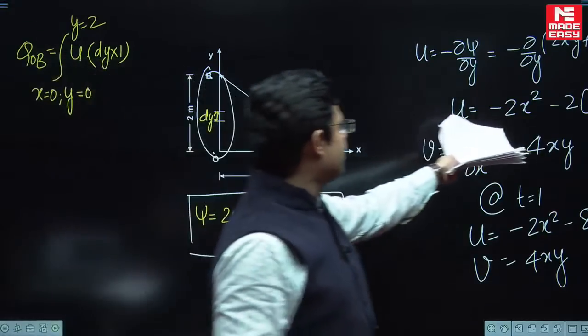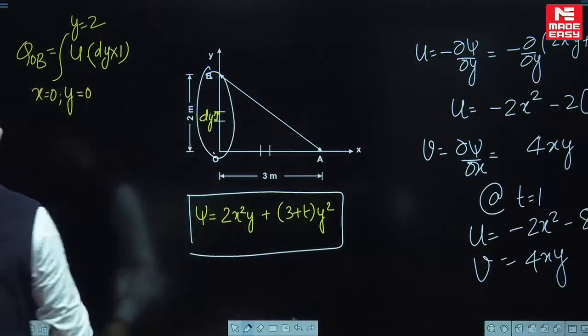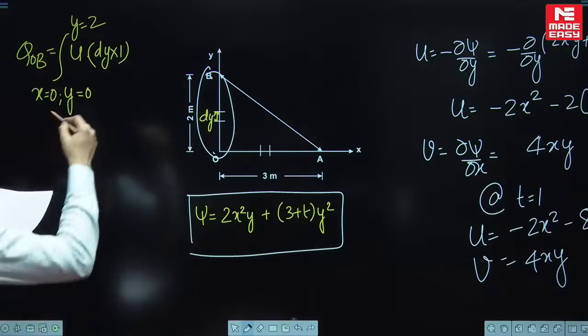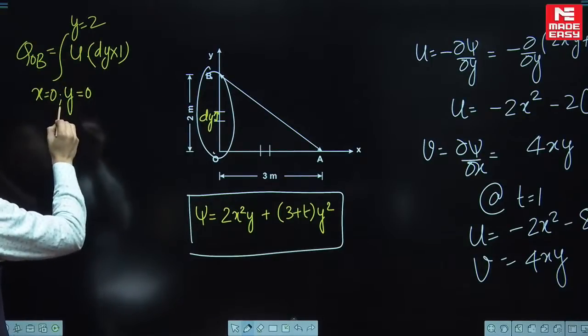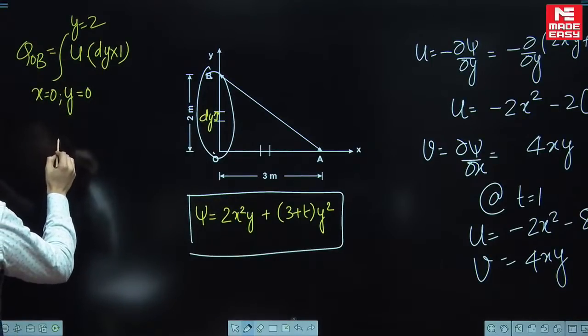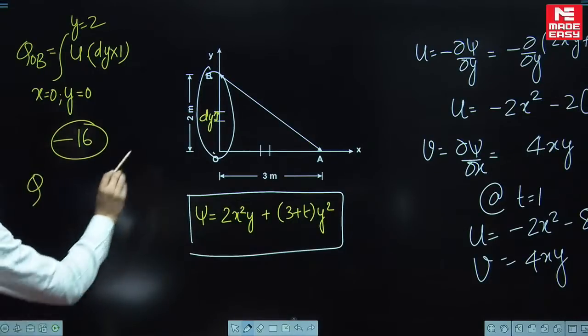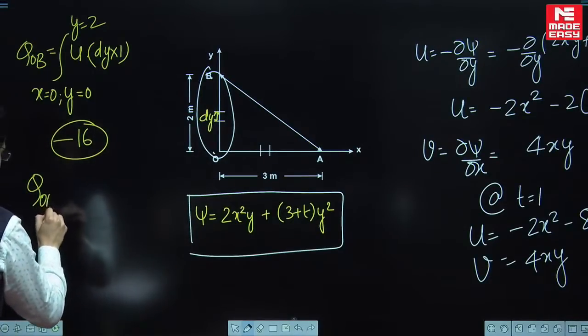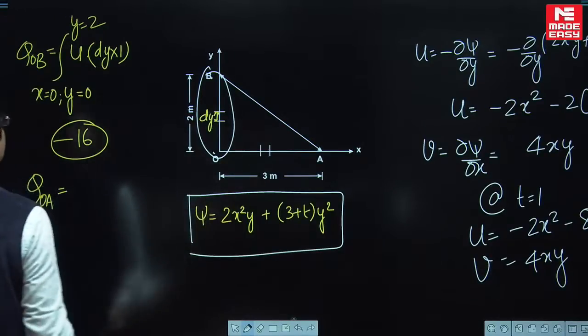Have you already got the value of u? Yes, I hope you guys can integrate. x का वैल्यू 0 पुट करना है, y का वैल्यू 0 से 2 पुट करना है. When you integrate this and put each and everything into the picture, you will get this as -16. Can you find the discharge through OA?